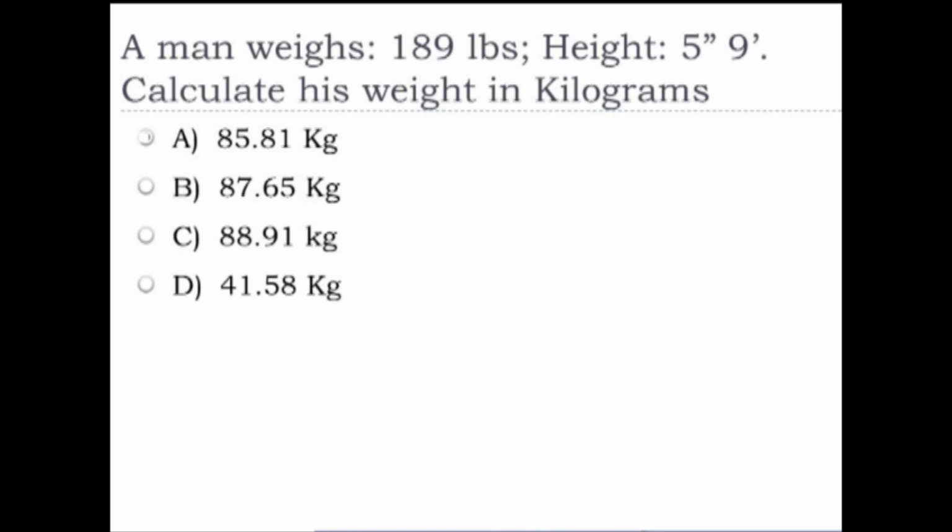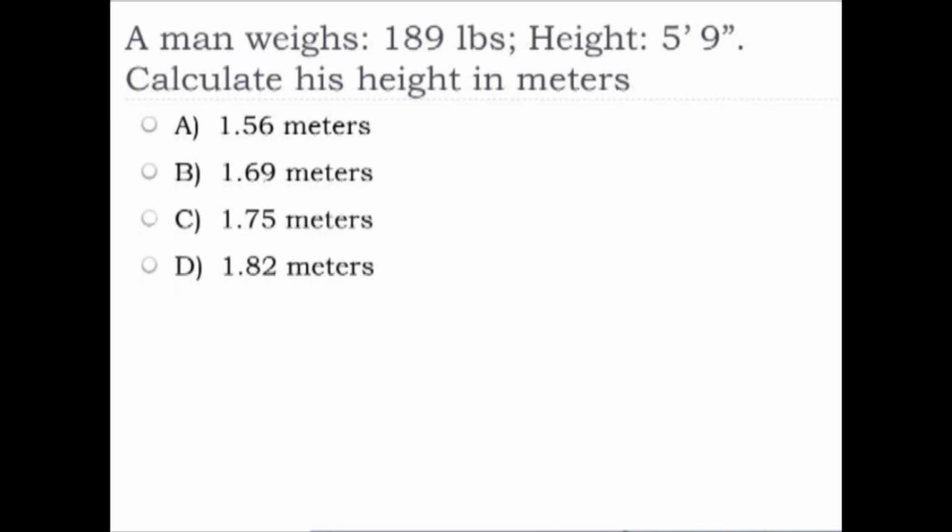A man weighing 189 pounds with a height of 5'9", calculate his weight in kilograms. The answer, 85.81 kilograms. Calculated as follows, 189 pounds times 0.454 kilograms. Another question, a man weighing 189 pounds whose height is 5'9", calculate his height in meters.